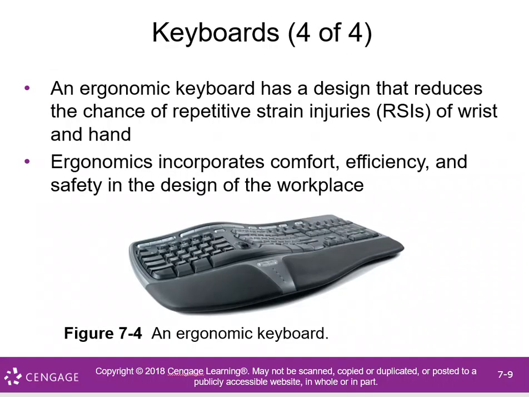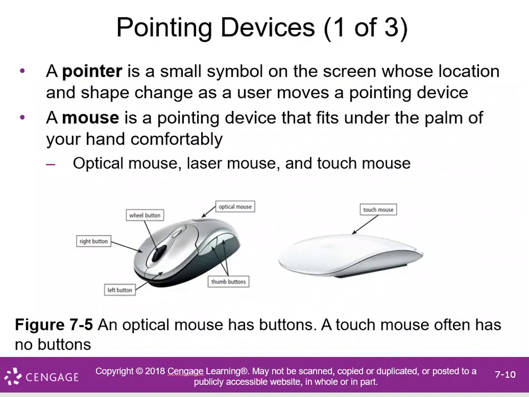So an ergonomic keyboard has a design that reduces the chances of repetitive strain injuries of wrist and hand. So sometimes kalau kita lama sangat menaip, kita punya pergelangan tu akan sakit. Dia panggil repetitive strain injuries. Okay, dekat pergelangan tangan. So ergonomics incorporates comfort, efficiency and safety in the design of the workplace. So ergonomic keyboard ni bentuk dia tu direka supaya mengurangkan kesakitan pada tangan tu. Okay, kecederaan pada pergelangan tangan sewaktu menaip, disebabkan menaip terlalu lama.